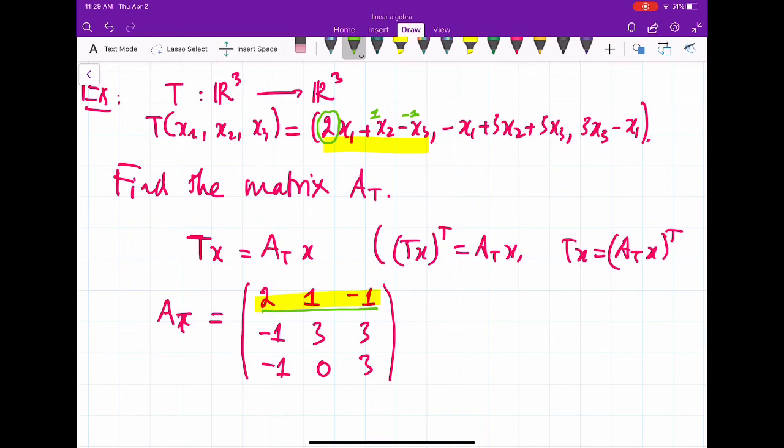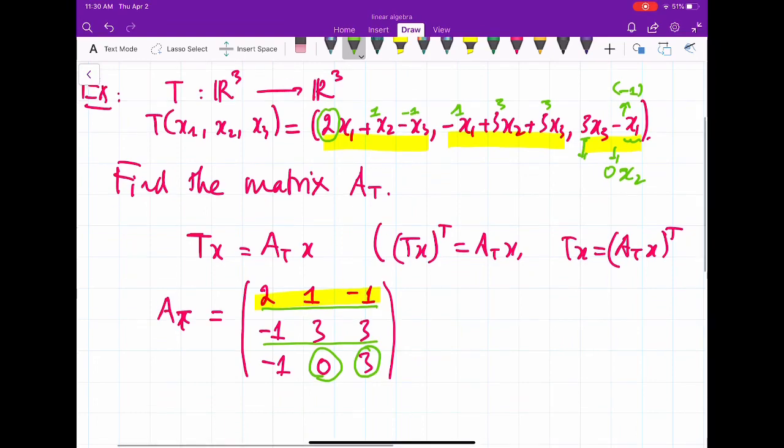Makes sense? For the second one, I pick the second coordinate in T and pick all coefficients of x1, x2, x3 in here, and I write them in the second row. For the last, I pick the last entry of T, and then I pick the coefficients right here: negative 1 for x1, I have 0x2, so I write 0 right here, and I have 3x3, so I have 3 right here. That's how we can write the matrix of a linear transformation if you know the form of that linear transformation.